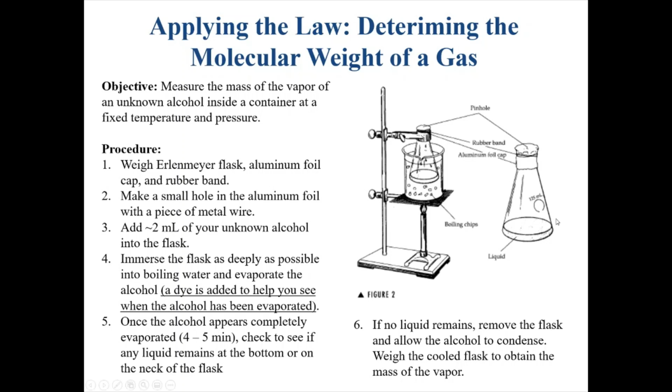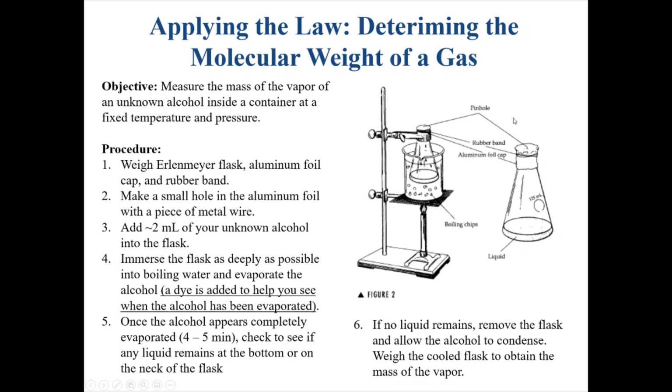What we're going to do is take an Erlenmeyer flask and seal it up with some aluminum foil that we're going to put a little hole in. The unknown liquid that we don't know the molecular weight of is going to go in here. And this liquid is an alcohol, so it has a relatively high vapor pressure, meaning that it evaporates pretty easily.